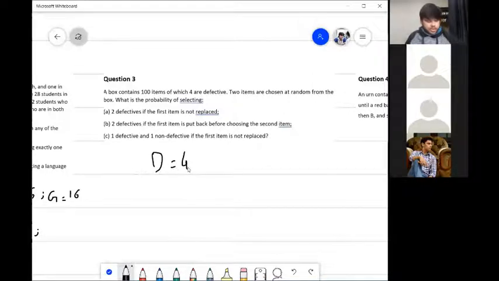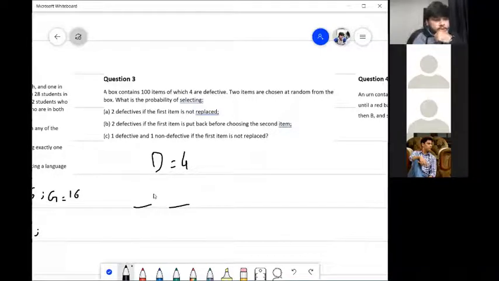Defective is 4. Okay. Now you have 4 and 4. 2 items are chosen at random. So you're going to pick one and then you're going to pick another one. Abhi ye nahi bataya ki with replacement or without replacement. What is the probability of selecting 2 defective items if the first item is not replaced? So this is without replacement. Okay.